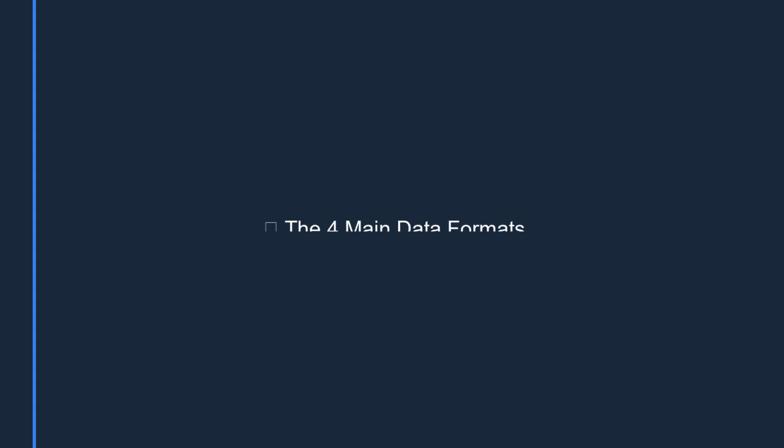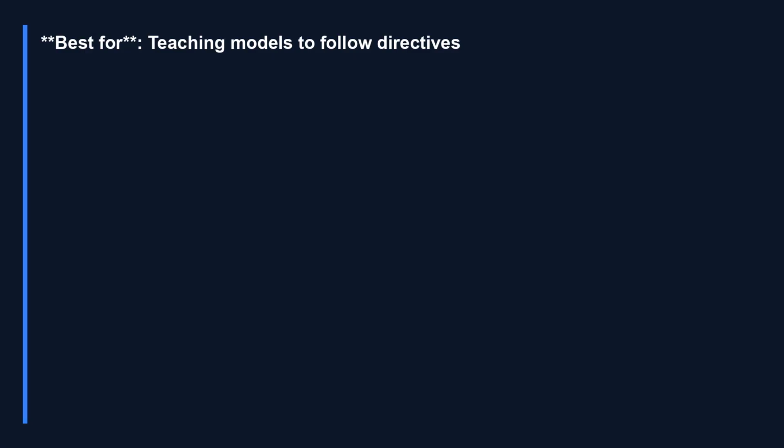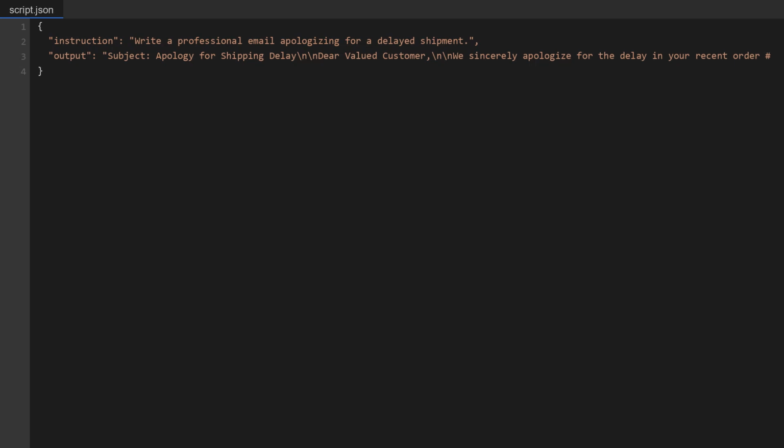The 4 main data formats. The first format is the instruction format, and it's the workhorse of modern fine-tuning. If you want to teach a model to follow directives, this is your starting point. Here's what an instruction format example looks like in practice.